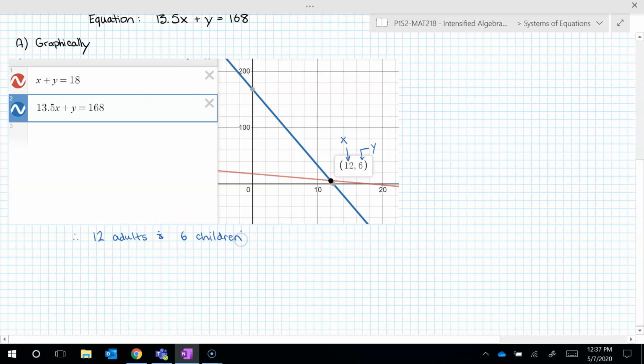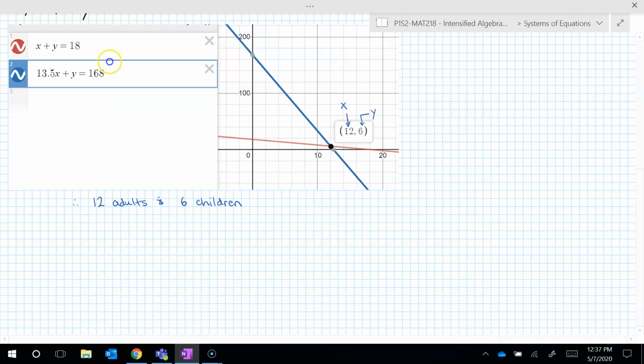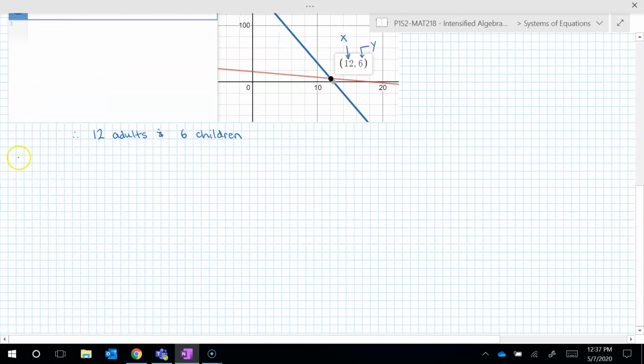Cool. So that's how to do it graphically, but again, we are going to work on the algebra. This is called algebra class, not graphing class. So this is a great way to do it. When you have your equations, you can check and find out this is the answer that I know I need to get to. I need to arrive at this answer where x is 12 and y is 6. But we are going to try to solve this algebraically.